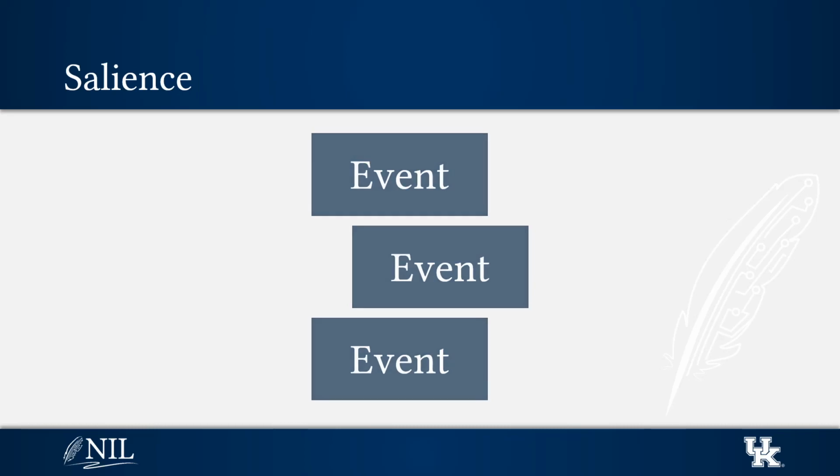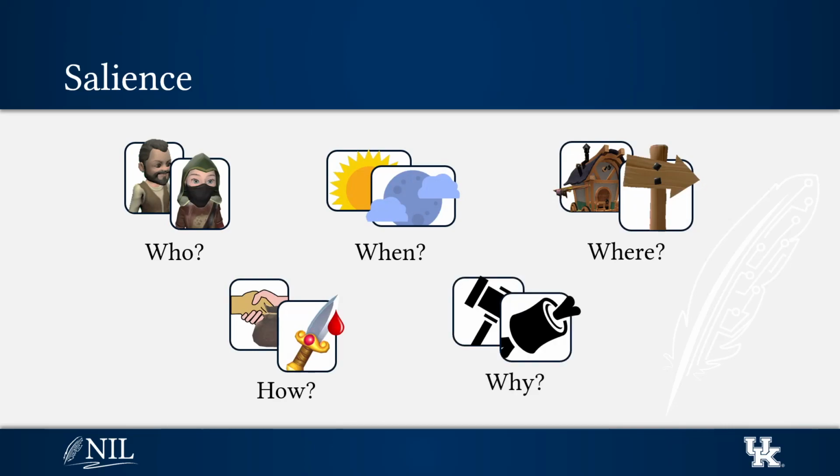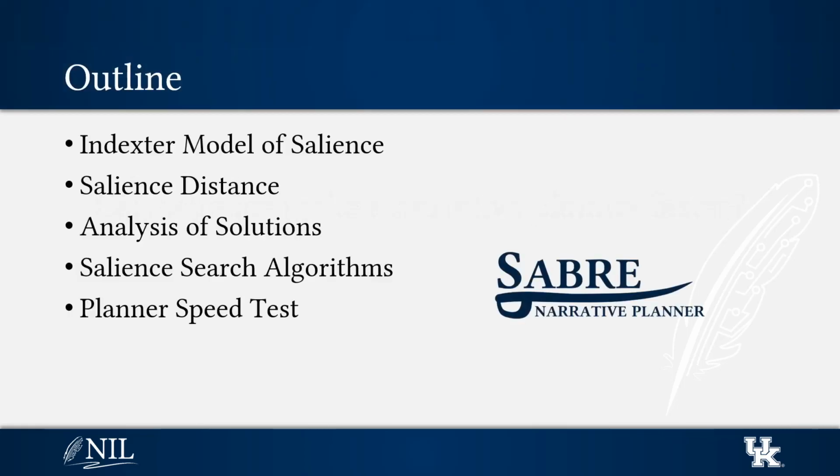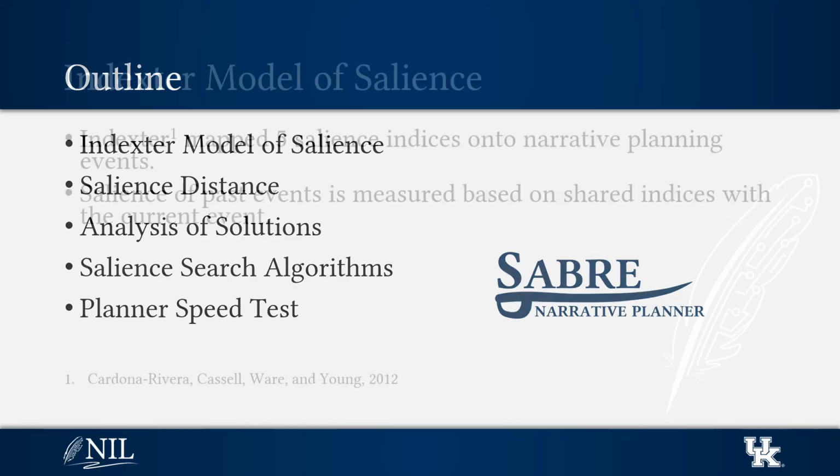There are at least 5 factors about the current event that can influence the salience of previous events. For example, if the current event involves King Arthur and is taking place in Camelot, then it's easier to remember past events that also involved King Arthur or took place in Camelot. Modeling salience in a narrative plan makes our representation of the story richer. But it led us to wonder, can we use salience to help a narrative planner find solutions faster? In this short video, we define how we represent salience, do a quick salience analysis of solutions versus non-solutions to narrative planning problems, and finally test whether salience can speed up the search process.